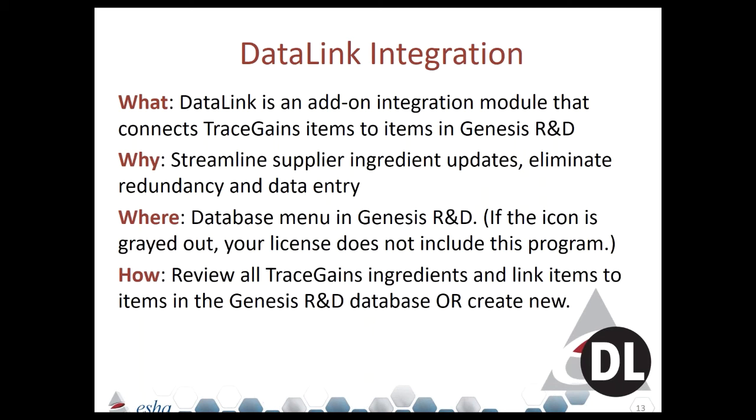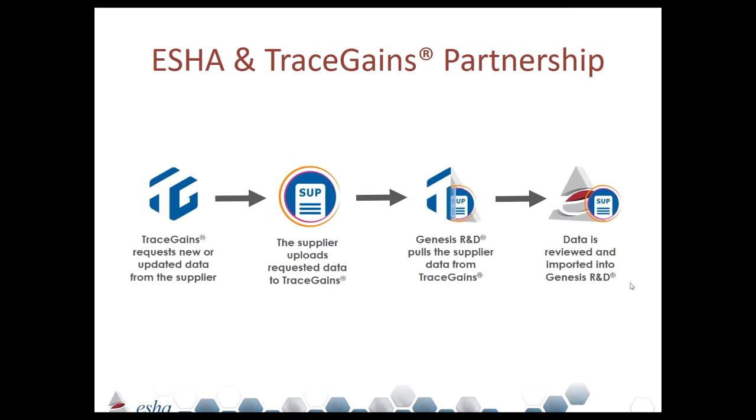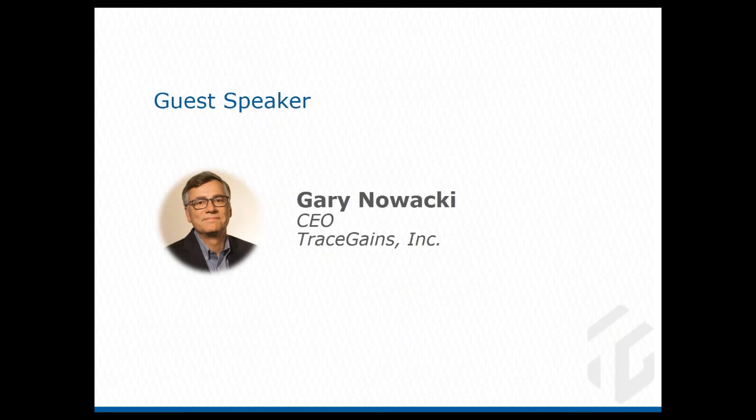And how this works: review all your TraceGains ingredients and link them to the items in the Genesis R&D database, or create new items. Again, we'll go through some of that information in just a moment. Inside of the application, we see some partnership here. The flow: you start with TraceGains requesting a new item. The supplier uploads that requested data into TraceGains. Genesis pulls the supplier data from TraceGains, and the data is then reviewed and imported into the Genesis R&D system.